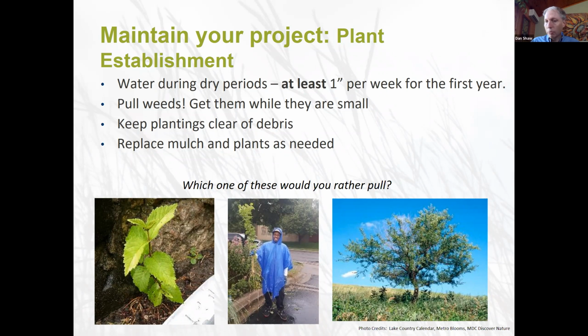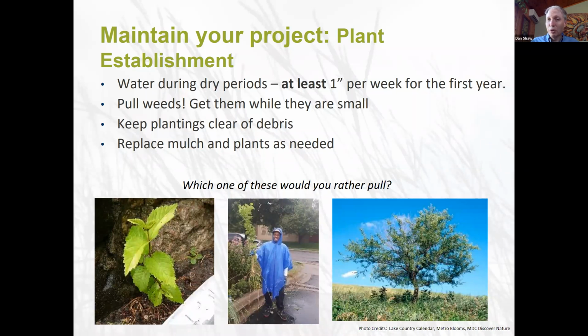Pulling weeds is another important step for the first few years of establishment. Try to get weeds early before they get too big. That's particularly true with woody plants. I think that's a Siberian elm there in that picture. They can grow fast, and once they get some roots down, they can get really hard to pull out. So it's best to get them when they're small.